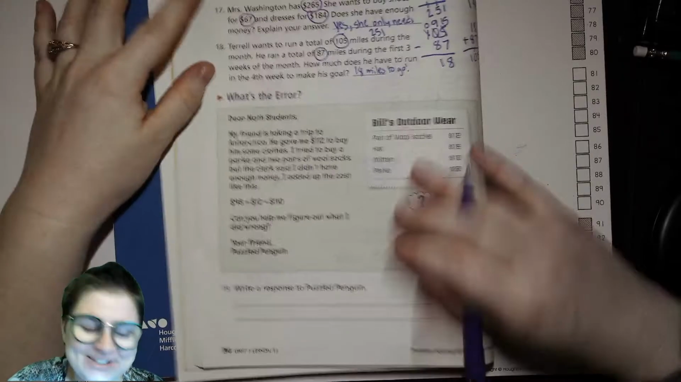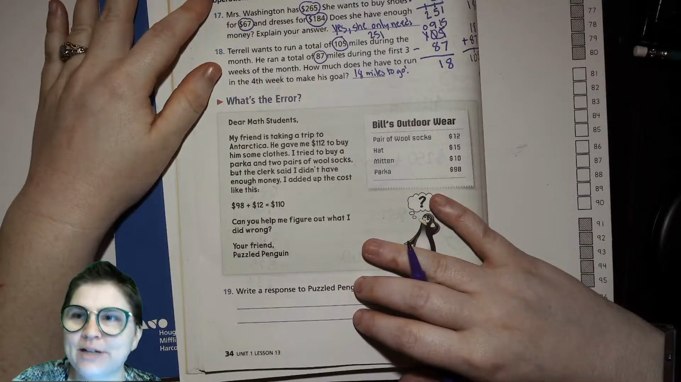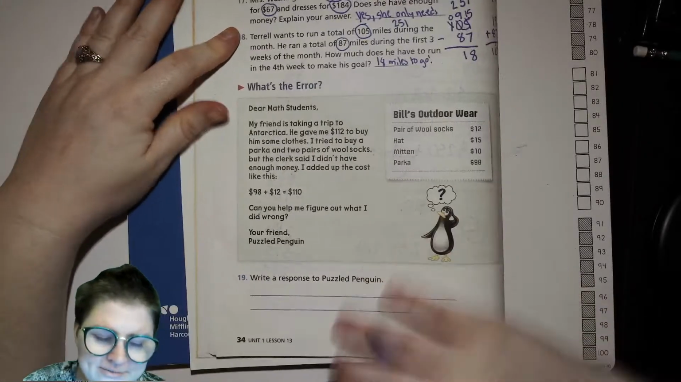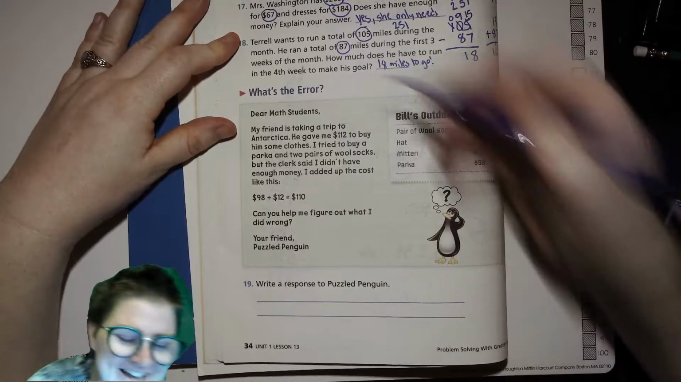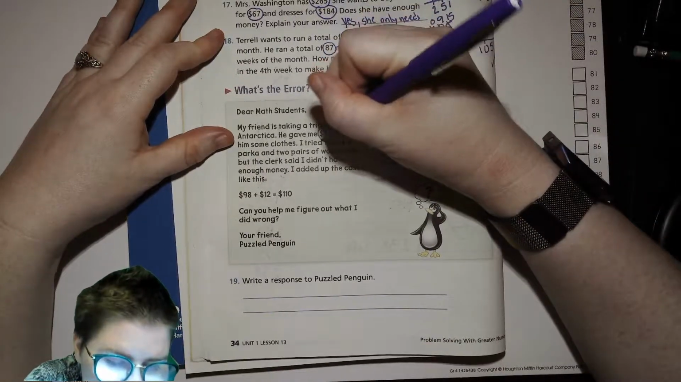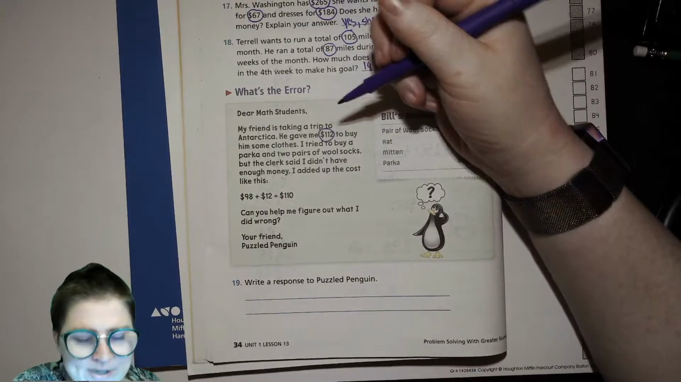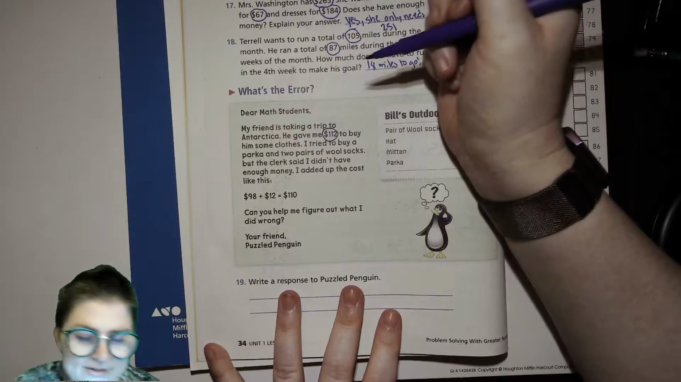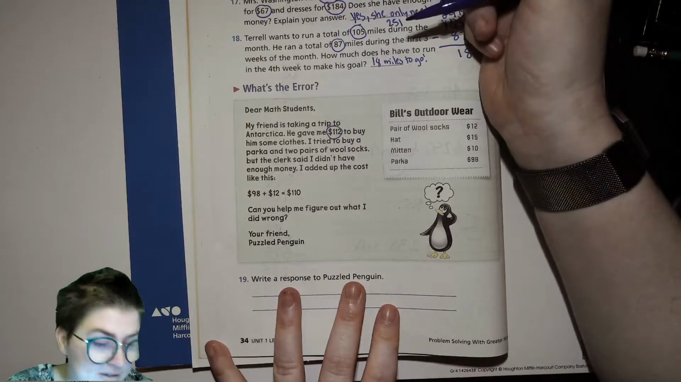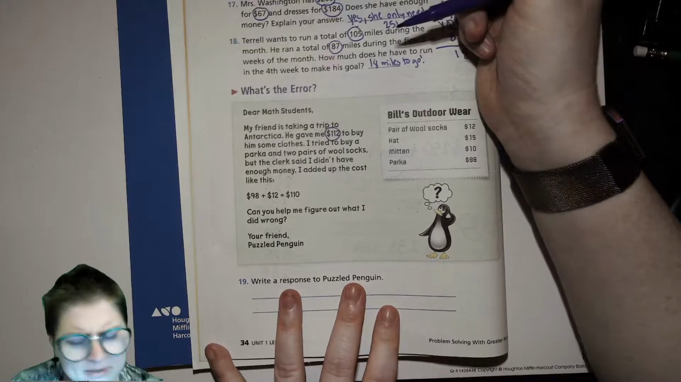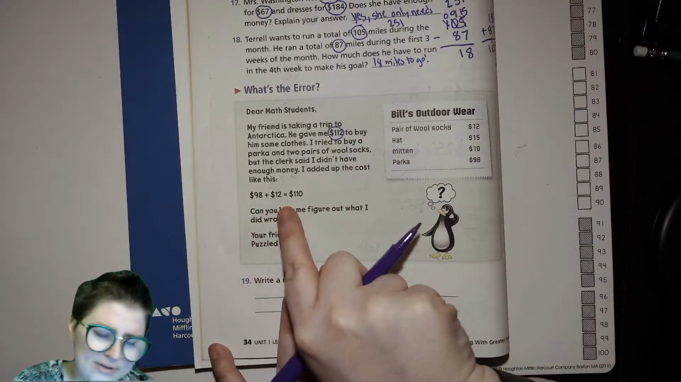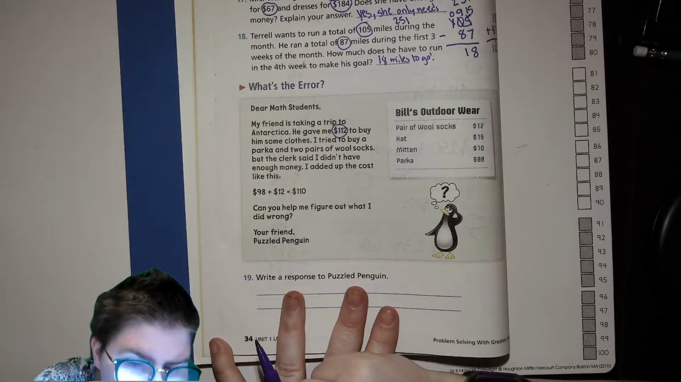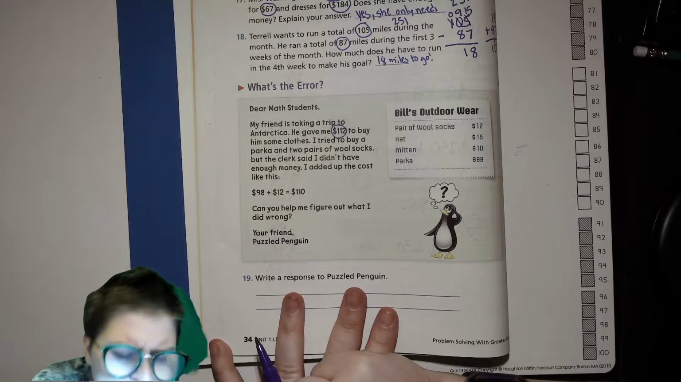All right. To round out this lesson, we have a little puzzle penguin for us. Let's see. Dear math students, my friend is taking a trip to Antarctica. It's a penguin, get it, right? He gave me $112 to buy him some clothes. I tried to buy a parka and 2 pairs of wool socks. But the clerk says I didn't have enough money. I added up the cost like this. 98 plus 12 is 110. And he had 112. Can you help me figure out what I did wrong?